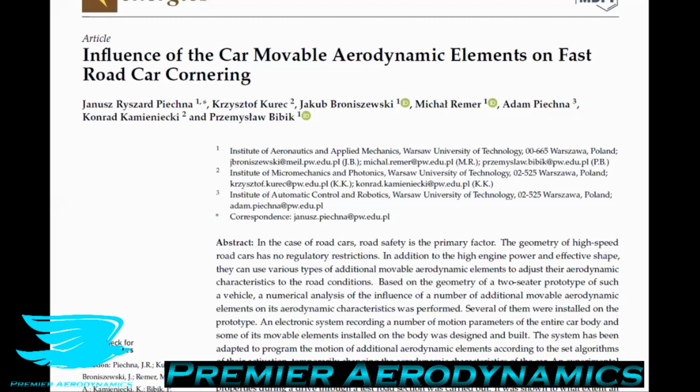Welcome to Practice number 126, and today we're talking about different flow control devices on cars, especially around cars that are cornering, and we're looking at movable aerodynamic elements as well to some extent. This is going to be a two-part podcast series because there's a lot to go through.